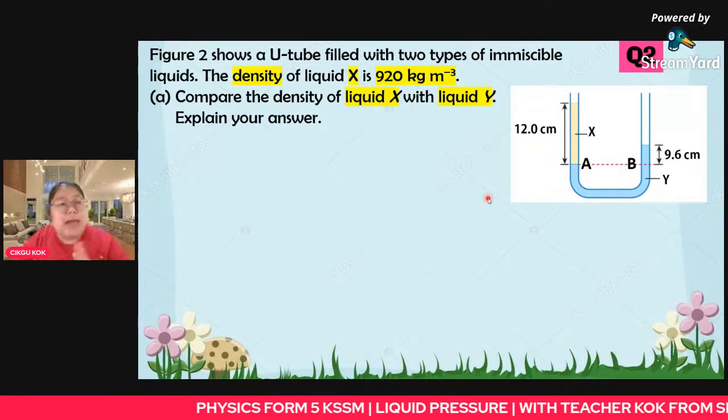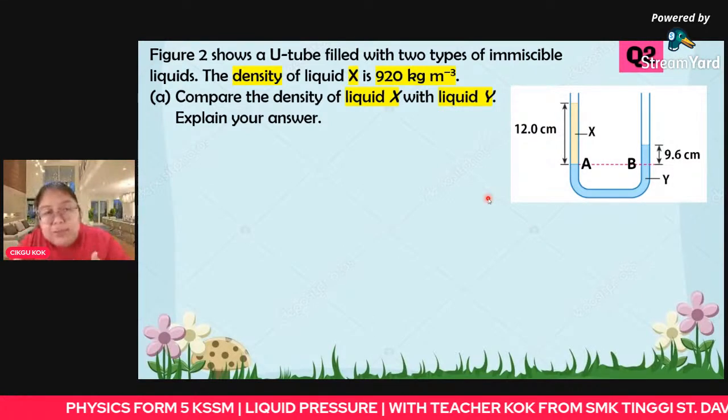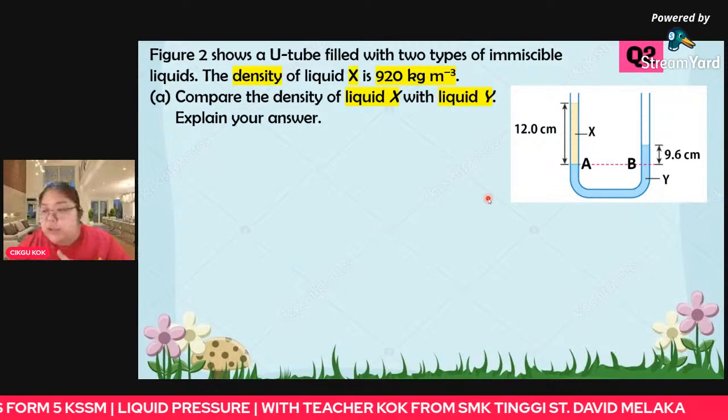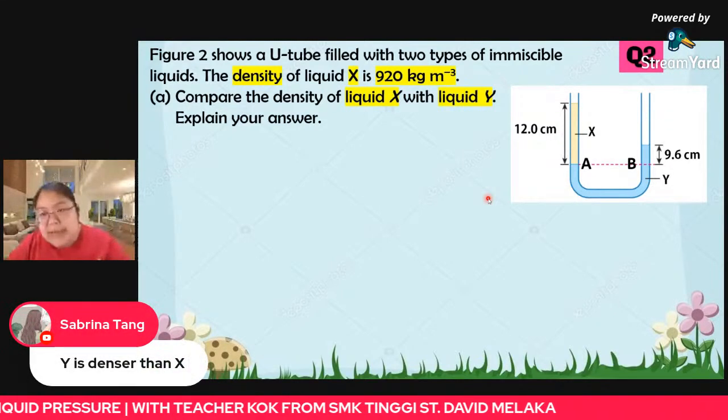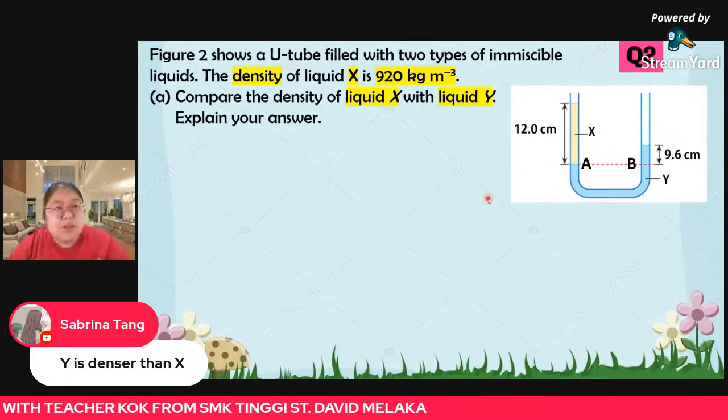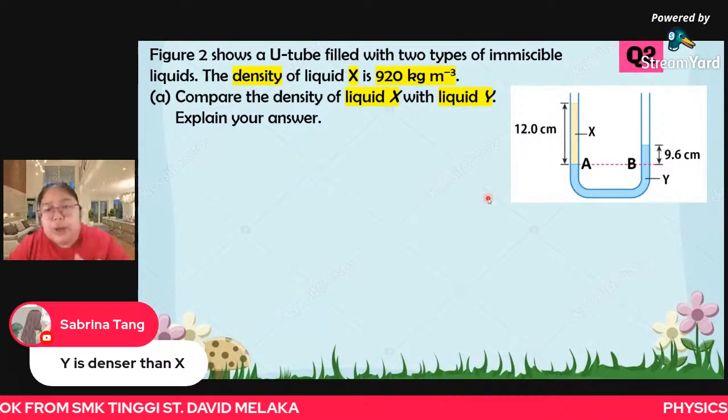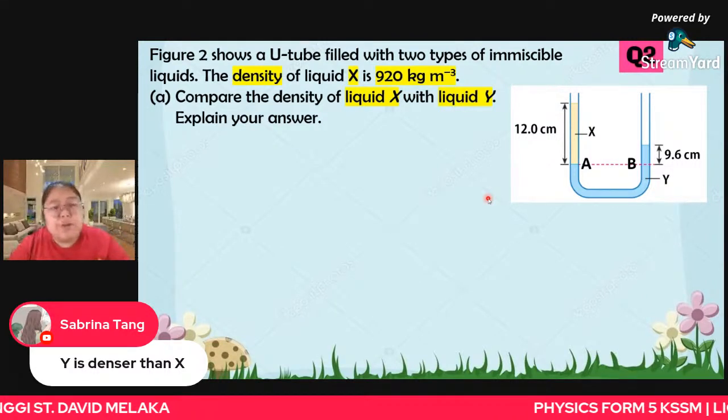Why? Because you see the X above, is it? The Y is below, is it? This one should be the denser. Y is denser, X is less, but you need to explain. So you refer to the diagram and explain.